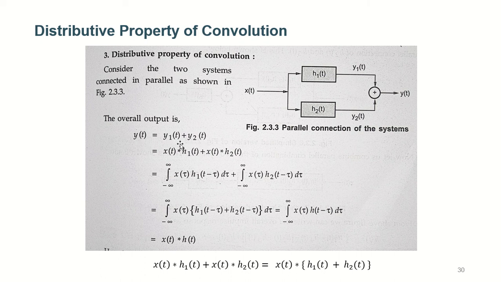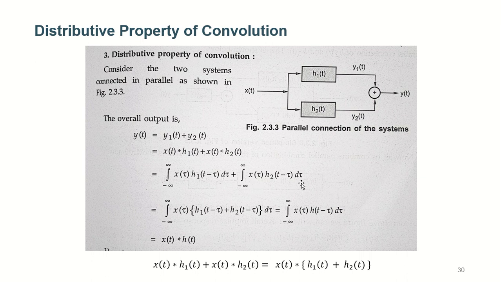So it will be y1 of t plus y2 of t, and writing it with the help of convolution, what will be y1 of t? It will be h1 of t convolution with x of t. Again, what will be y2 of t? h2 of t convolution with x of t. So we just wrote it down here. Again, instead of the short form, let's write the whole formula: minus infinity to infinity x of tau h1 of t minus tau d tau, plus again minus infinity to infinity x of tau h2 of t minus tau d tau.